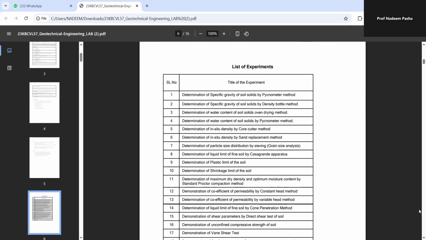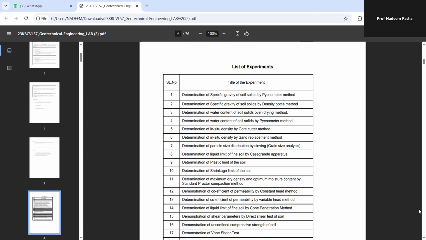Apart from that, what are the different types of tests? The first test is determination of specific gravity of soil solids by pycnometer method. Second method includes determination of specific gravity of soil solids by density bottle method. The third is determination of water content of soil solids by oven drying method. The fourth experiment is determination of water content of soil solids by pycnometer method. The fifth includes determination of in situ density by core cutter method. Sixth is determination of in situ density by sand replacement method.